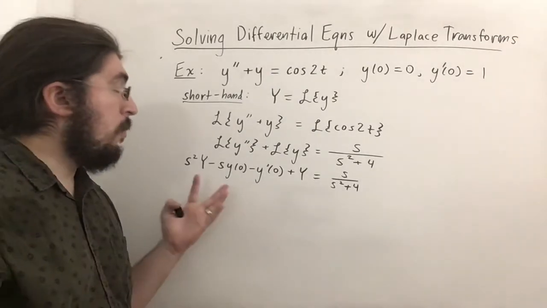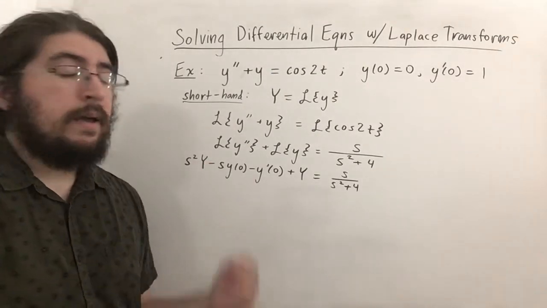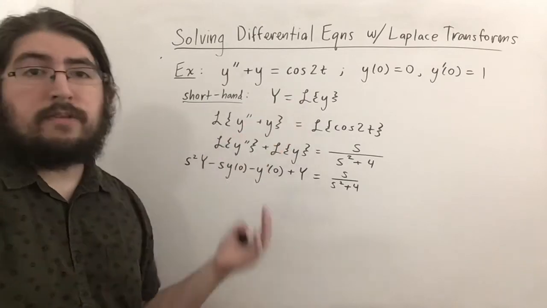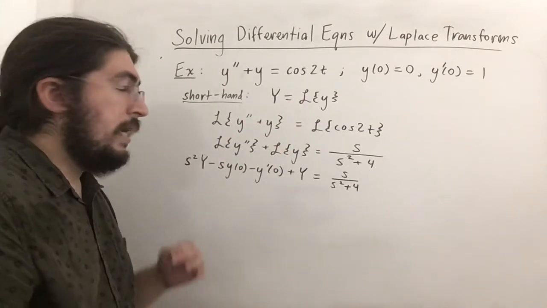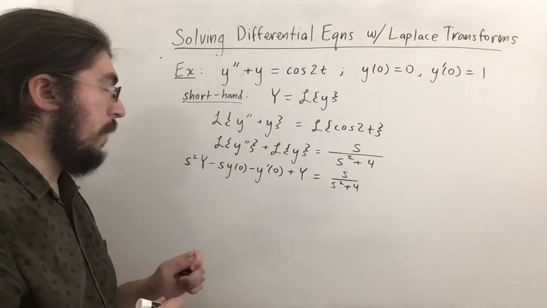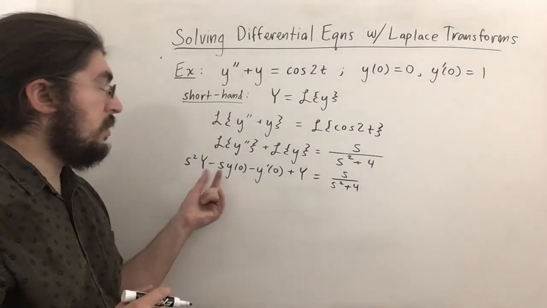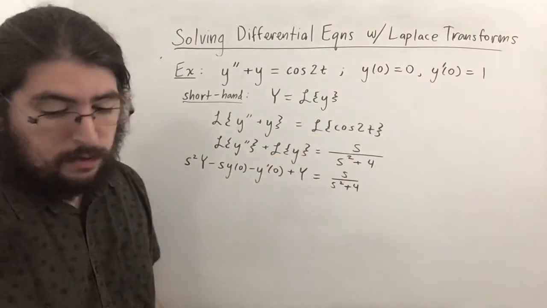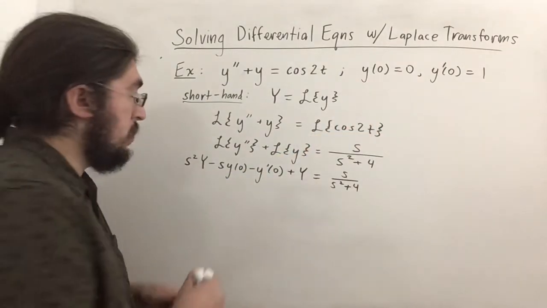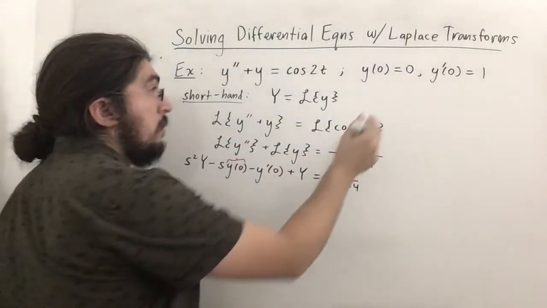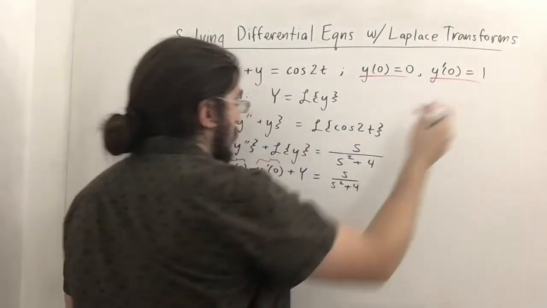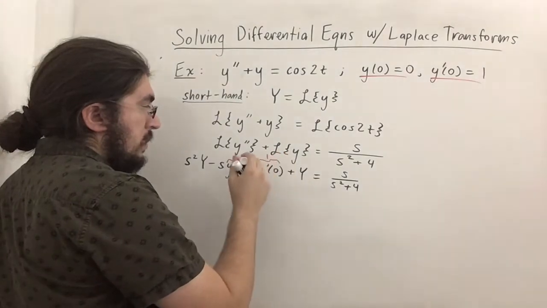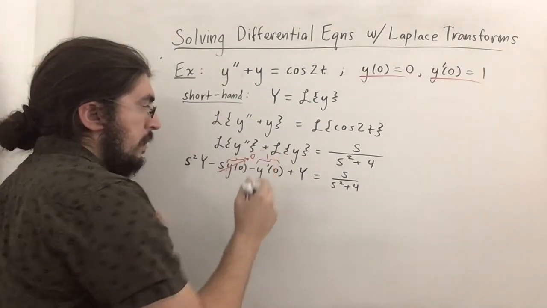Good. So now what we want to do is we want to solve for capital Y. Once we solve for capital Y, that's really solving for Laplace of y, and then we can take a Laplace inverse of each side to get y by itself. That's the goal. So now what I'm going to do first is I'm going to recognize that y of 0 and y prime of 0 are given in these initial conditions, y of 0 being equal to 0 itself, and y prime of 0 being equal to 1, actually. So this is 1, and this whole thing is 0, actually.